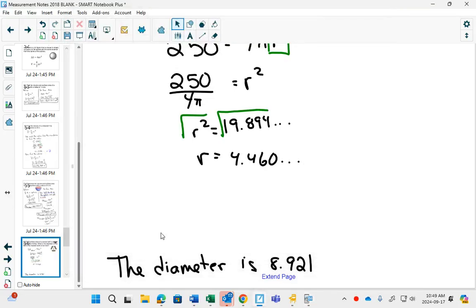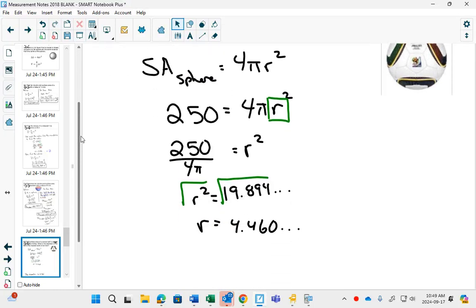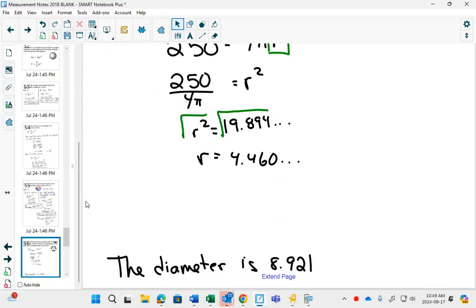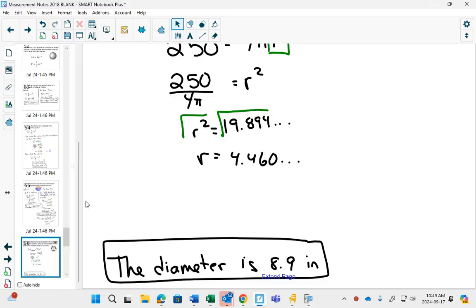And we're going to look at our question to the nearest tenth of an inch, so I can just round it. My final answer, I'll put a box around it.